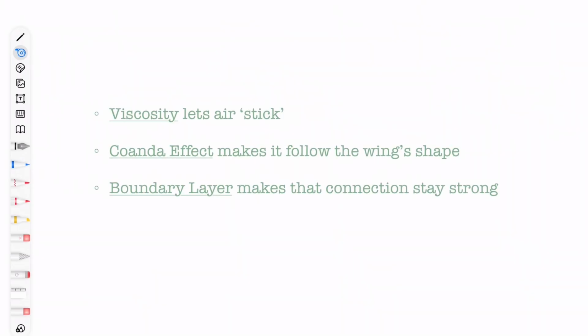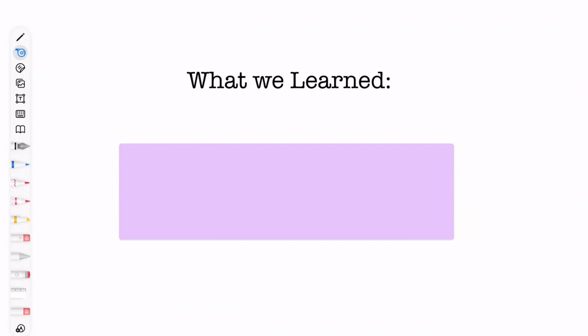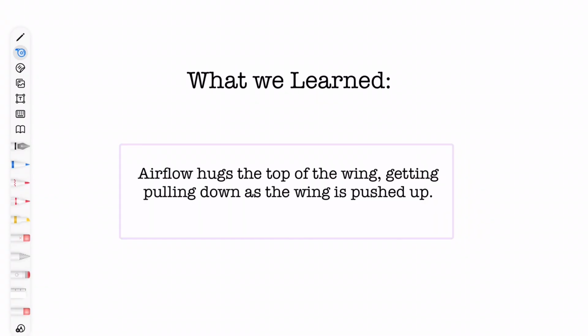So, velocity lets air stick. The Coanda effect makes it follow the wing's shape, and the boundary layer makes that connection stay strong. Together, they explain why a wing can bend air down and get pushed up in return. Next time you watch a plane take off, just imagine millions of teeny air molecules playing follow the leader along the wing, all thanks to a little stickiness.